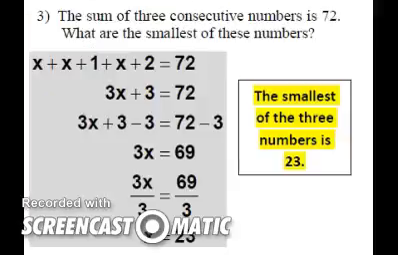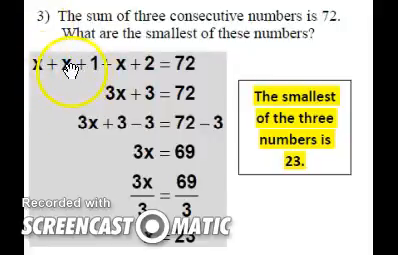Number 3 says the sum of 3 consecutive numbers is 72. What is the smallest of these numbers? So the sum is 72, which we know means equals 72. And we're talking about consecutive numbers. Those are uninterrupted numbers in a row, right? So like 1, 2, 3, or 4, 5, 6, or 10, 11, 12. Those are consecutive numbers. So our first number, whatever that number is, would be x.